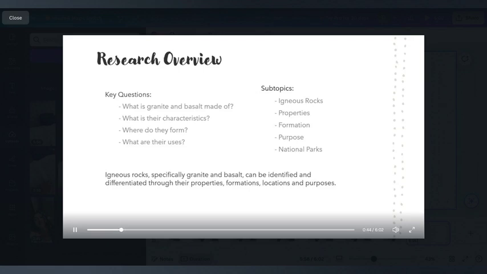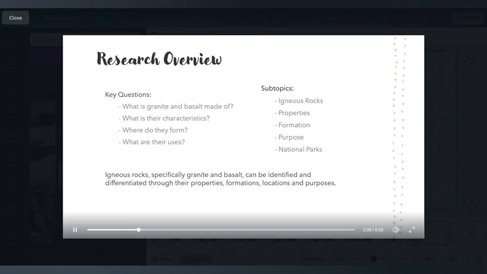formation. In this slide, I will describe how each of the rocks are formed and give their compositions; purpose. I will talk about their uses, give examples of items they are used in or for, and their features. Finally, the national park slide will include parks where these rocks can be found.